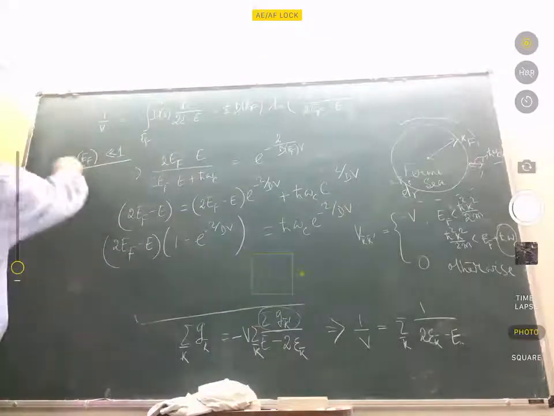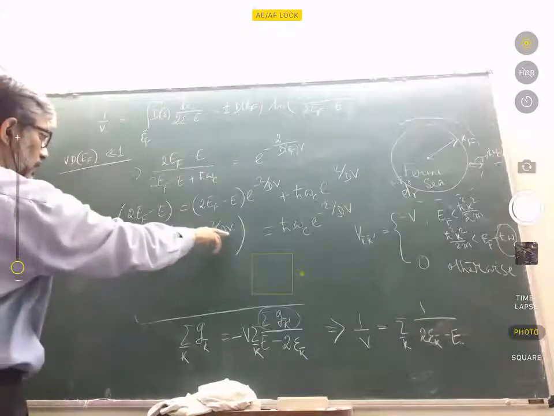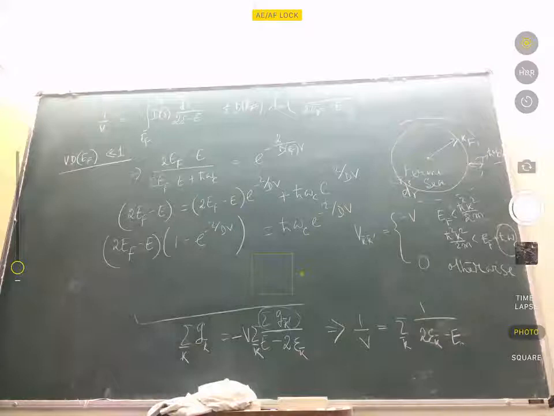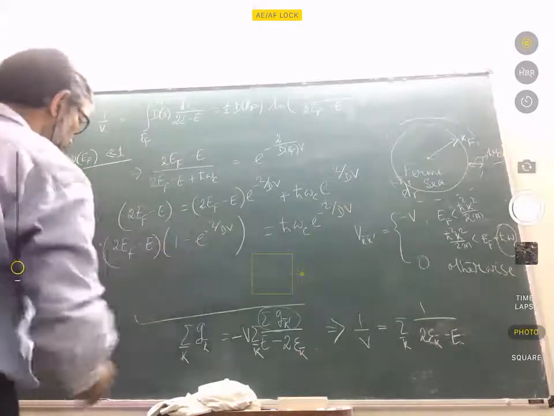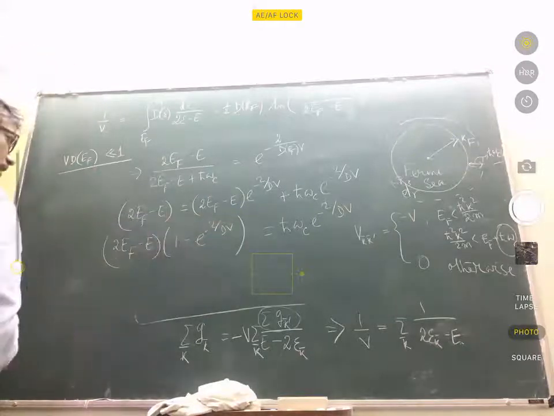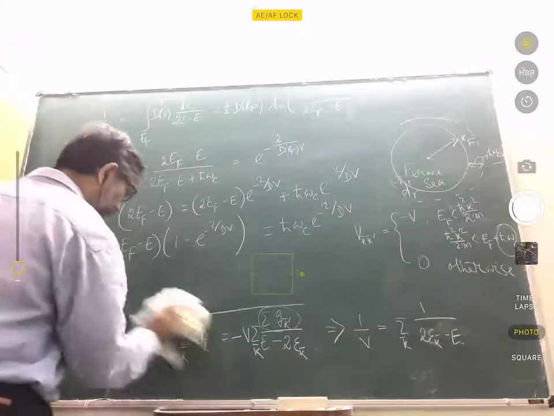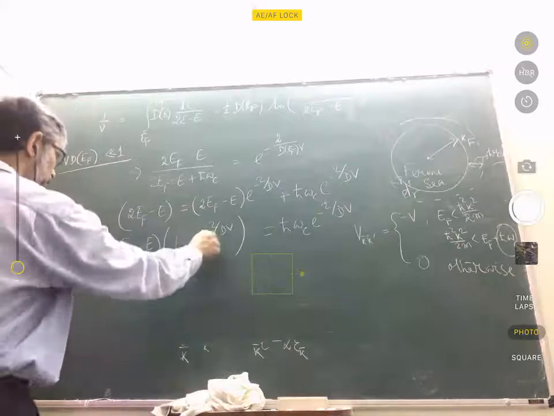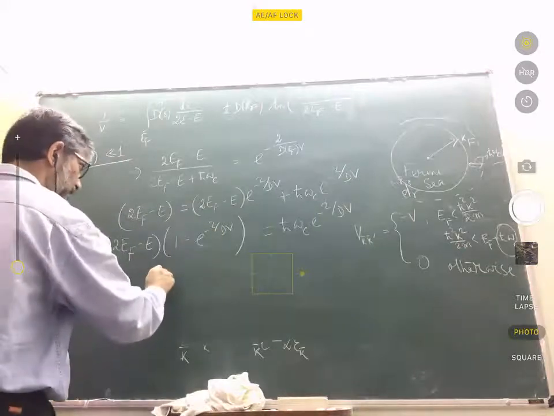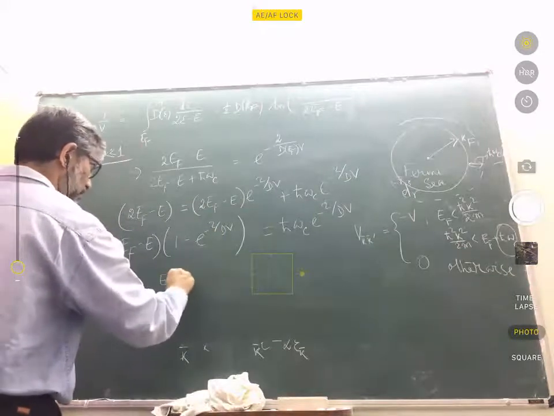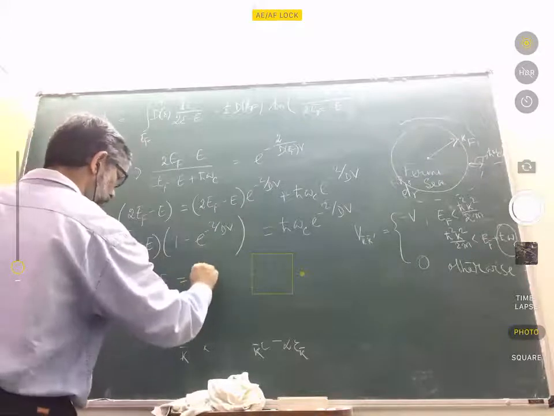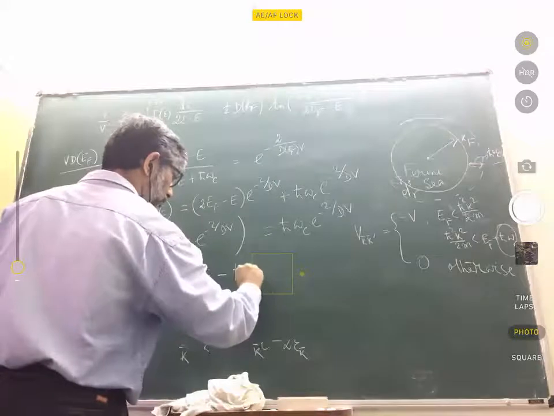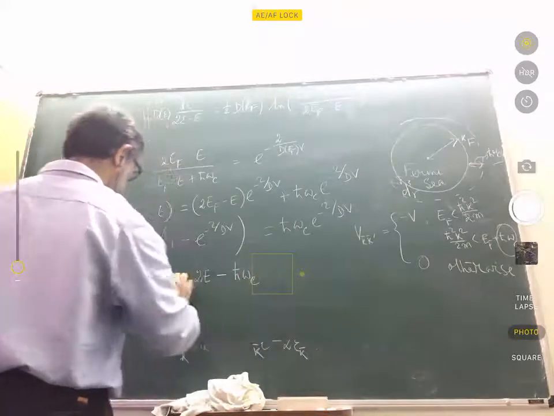Now, what did I say? That this is small. So this is a large number, 2 over dV, and exponential minus of that. So we can just ignore that. So ignoring this term here, we get E is equal to, if you wish.